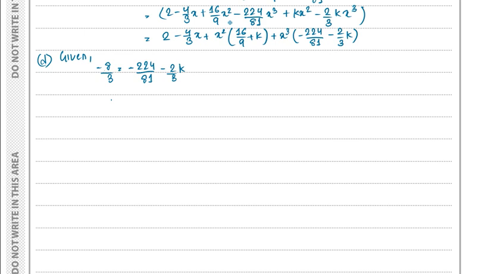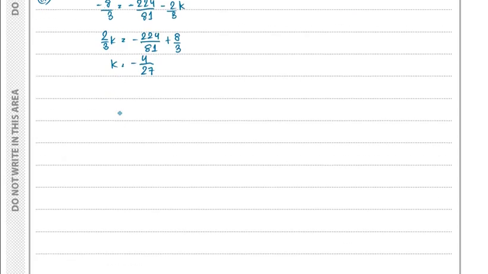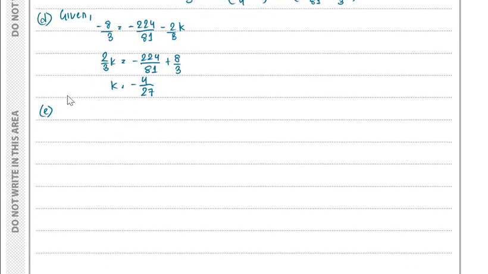So if you do this here, this will be 2 by 3k if I bring it to the left hand side, and this would be minus 224 by 81 plus 8 by 3. Then the value of k we'll get is minus 4 by 27. I just did it directly in the calculator. Minus 224 by 81 plus 8 by 3 would be minus 8 by 81, and then you multiply it with 3 by 2, so the k would be this. So if you put this in, we now have a value of k here.